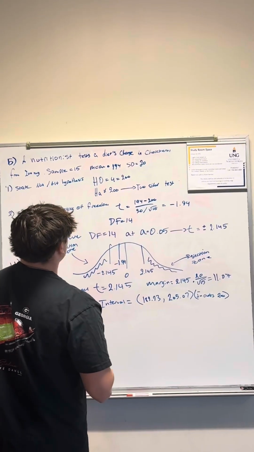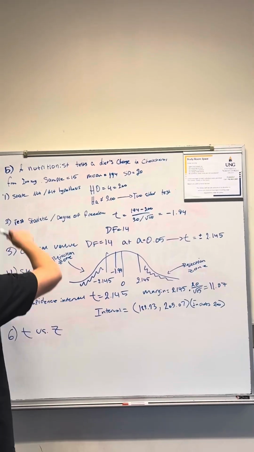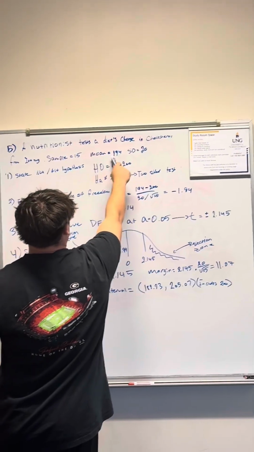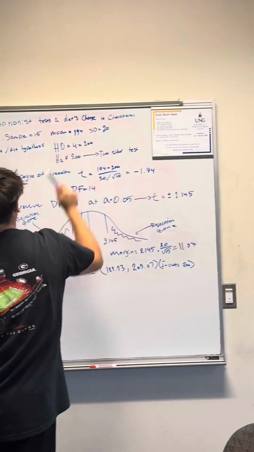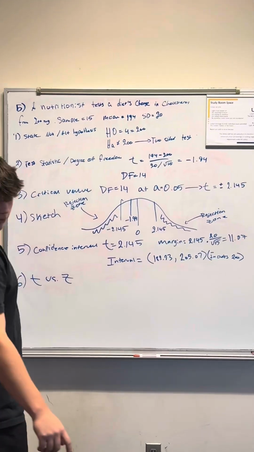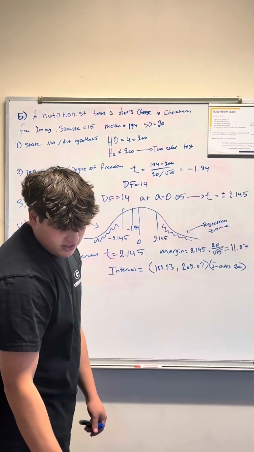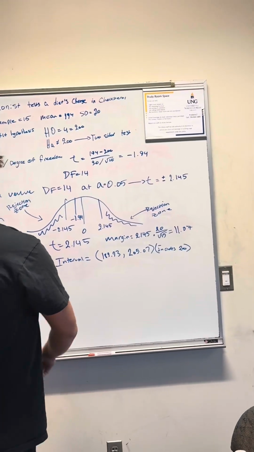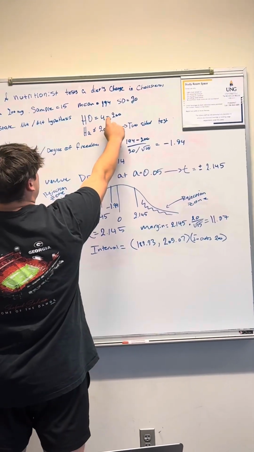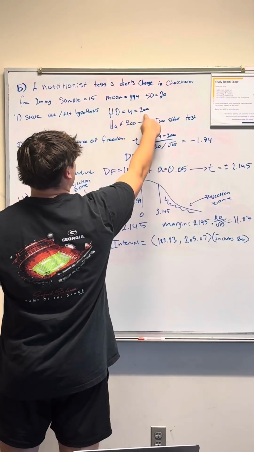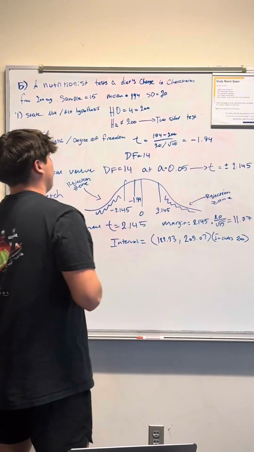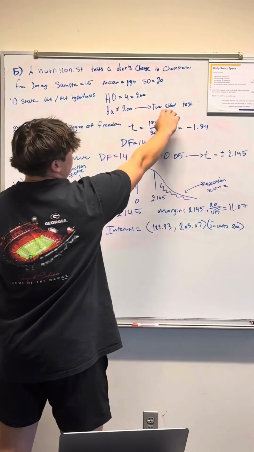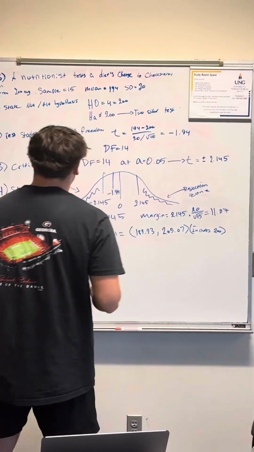Basically, a nutritionist tests a diet's change in cholesterol from 200 milligrams. Our sample size is 15, the mean is 194, and our standard deviation is 20. All right, so for question 1, it's basically just asking us to state the null and the alternative hypotheses. So our null hypothesis is mu equals 200, and then our alternative hypothesis is mu does not equal 200, which indicates that this is a two-sided test, right?